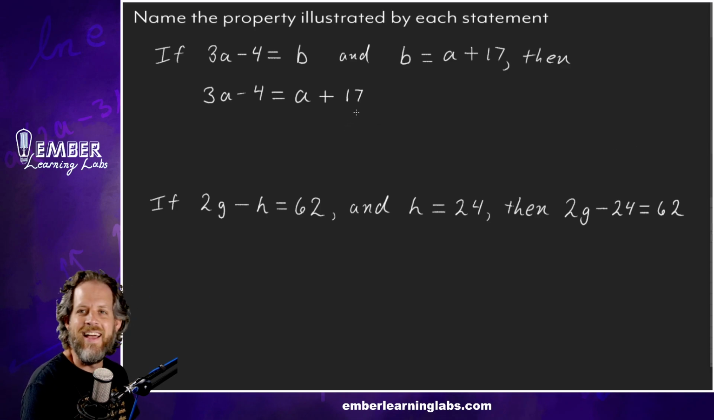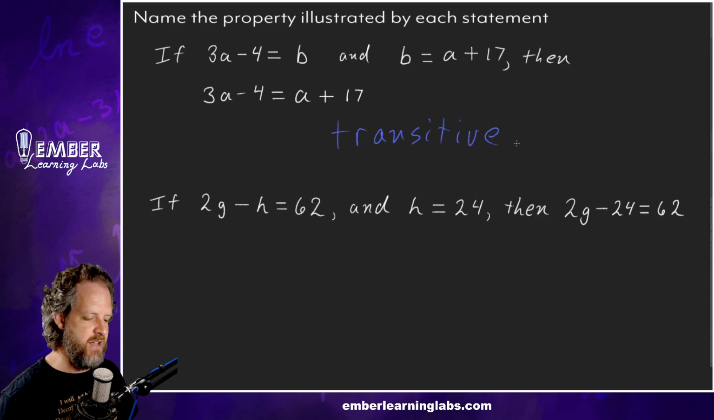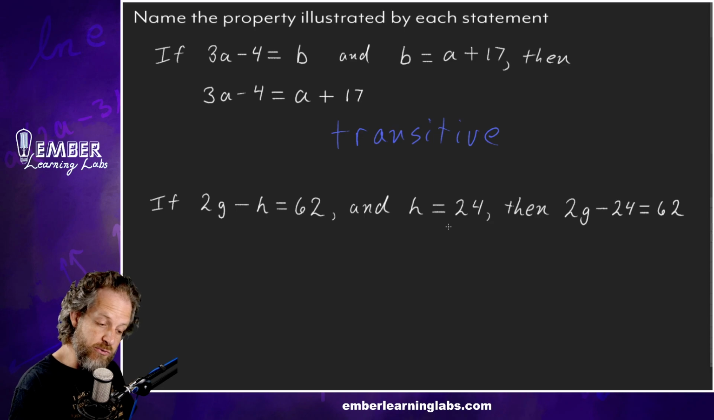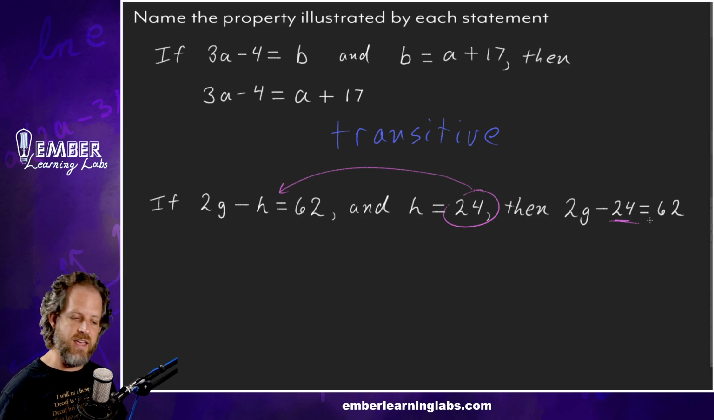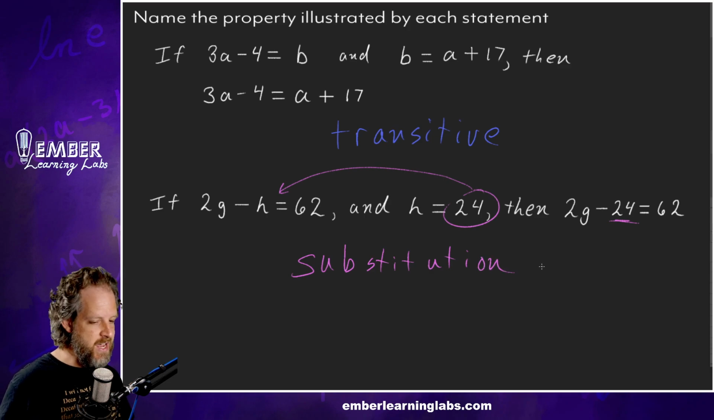We'll all live. So this would be the transitive property. Now, this next one, let's take a look at it. If 2g equals h minus 62 and h equals 24, then 2g minus 24 equals 62. So what did we do? We took 24 and we substituted that for h. You see, it ended up in the same place as the h. So this is the substitution property. Easy peasy.